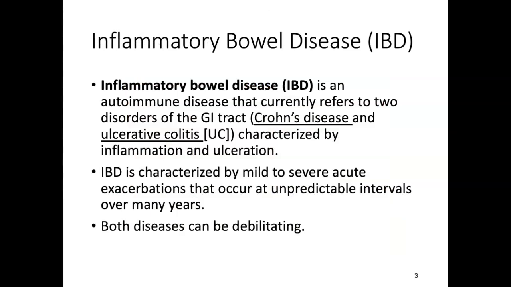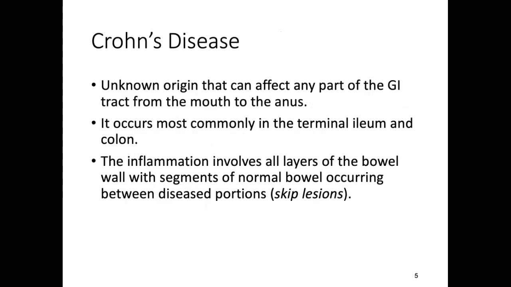Well, it's an autoimmune disease that currently refers to 2 disorders of the GI tract, Crohn's disease and ulcerative colitis. And it's characterized by inflammation and ulceration. IBD is characterized by mild to severe acute exacerbations that occur at unpredictable intervals over many times. And I would say both diseases can be very debilitating.